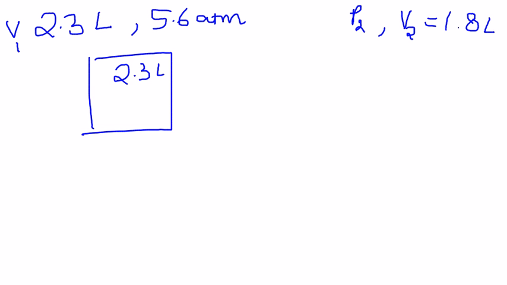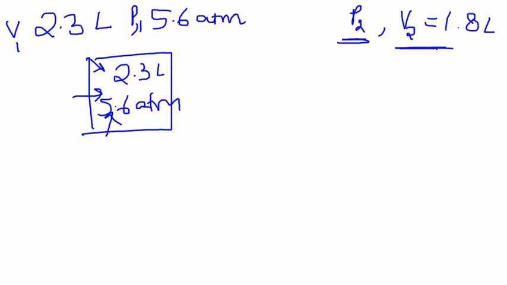And the pressure is maintained at P1, which is 5.6 atmospheres. Now you're making the volume 1.8, that means you must have compressed this system. You must have decreased the volume. So what is the pressure? They're asking for the new pressure, essentially.